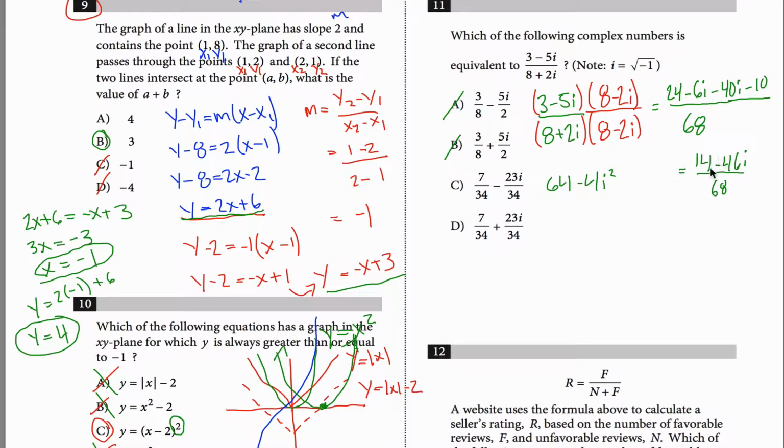That's exactly twice that. Oh, right, they just reduced this fraction. Factor a 2 out from the top, you get 7 minus 23i, and then cancel that with the 2 from the denominator, you get all over 34, which you can break up as 7/34 minus 23/34 times i, which is what we got in answer C here.